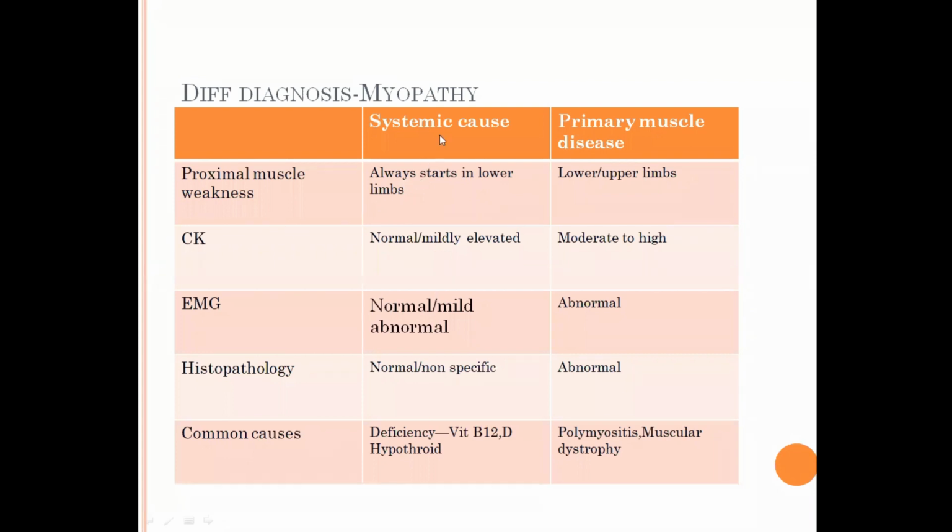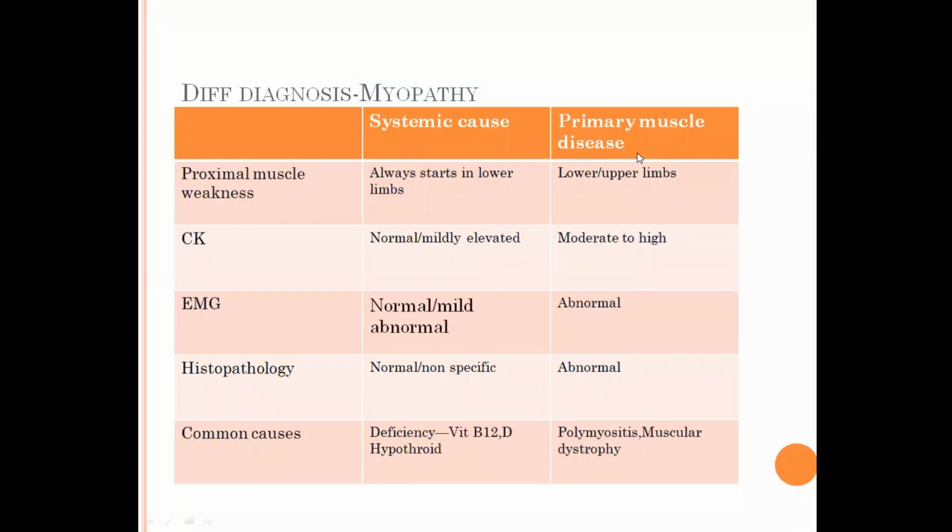Now, very important to differentiate. Somebody comes with proximal muscle weakness. We differentiate neurogenic from myogenic: it is not neurogenic because reflexes are absent, no tingling numbness, no sensory level, and the patient has proximal muscle weakness. So we have concluded it is a primary muscle disease. And the important thing is the large bulky muscles are the ones which are always affected in primary muscle disease of systemic cause.